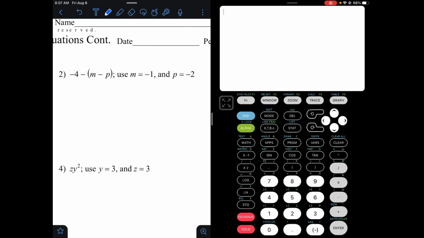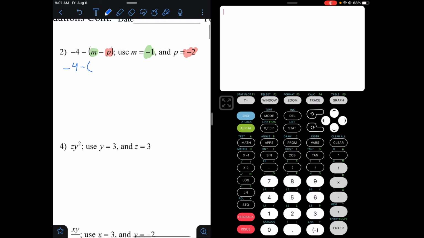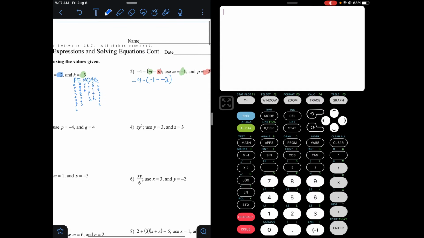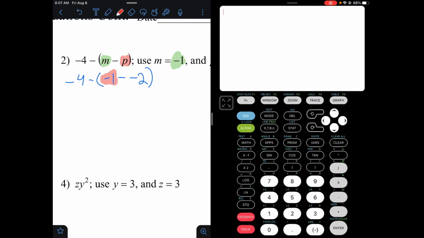So it says -4 minus, and then m minus p. So we need to substitute in what m is, and we have to substitute in what p is. So we're going to do -4 minus, and we've got open parentheses, -1 minus -2 close parentheses. So again, if we're following our PEMDAS, parentheses comes first. So we need to evaluate what's inside of these parentheses first, which would be this thing here.